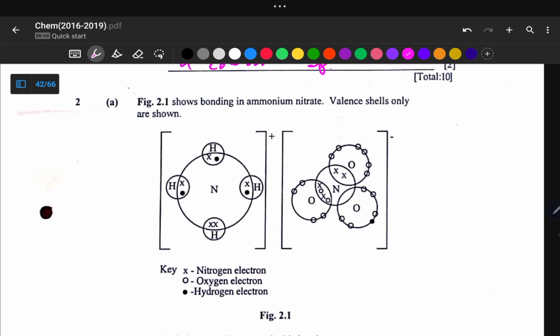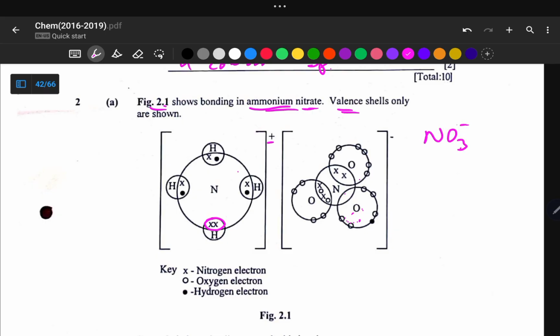So the next question says Fig 2.1 shows the bonding in ammonium nitrate, right? So the valence shells are the only ones shown here, right? So we are having this ammonium ion, right? So this is dative bonding. You must take note of that, right? And then this is the nitrate ion. So we have an electron from the system. So here we are having an error here, right? We are having an error here. So we have this nitrate ion, right?